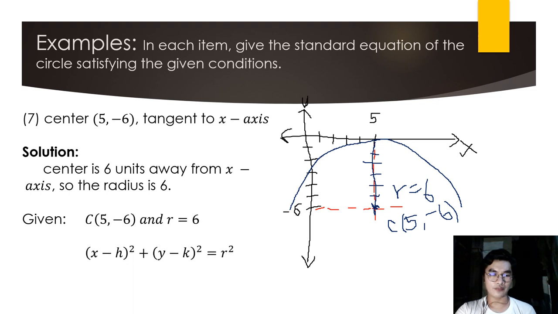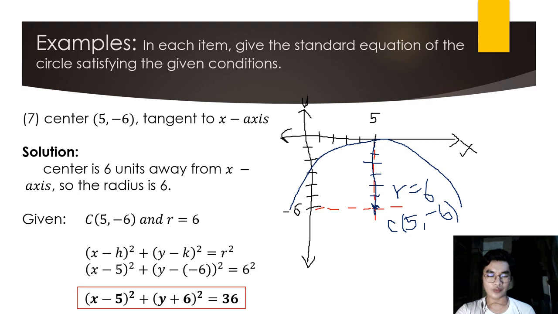So the square of x minus h plus the square of y minus k is equal to r squared. The only difference from the previous one is the radius. The radius is 6, so we have 6 squared, which is equal to 36. Therefore, the standard equation of the given condition is the square of x minus 5 plus the square of y plus 6 is equal to 36.